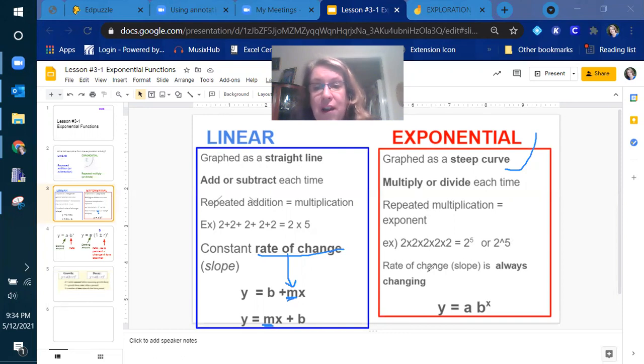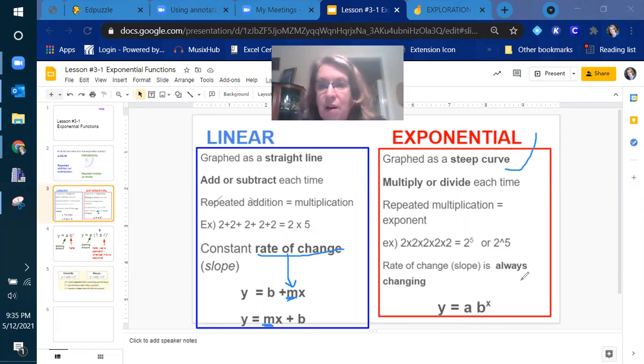And the rate of change, or the slope, is always changing. It's not constant. This is constant, this is not constant. And the main formula that we're going to use is y equals a times b to the x. And then I'm just going to stop, explore just a little bit more with this formula, a times b to the x.